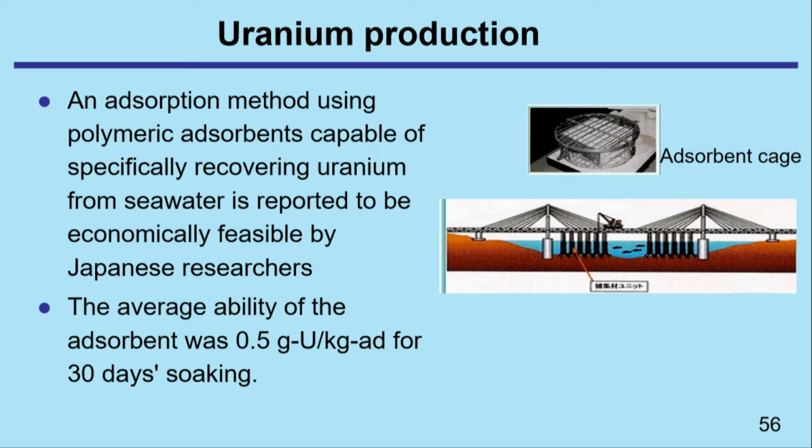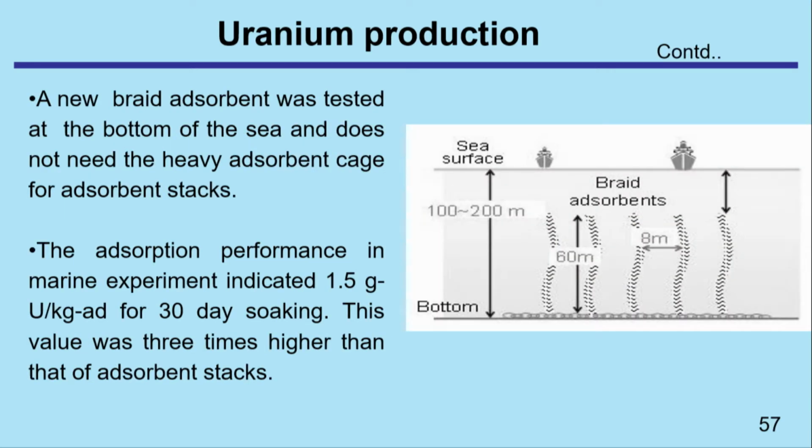Uranium: using an absorption method with polymeric absorbents, one can recover uranium from seawater, and this has been reported by Japanese researchers. You see that this is how the plant works, which produces uranium in addition to OTEC. There is also a slightly different variant wherein a new braid absorbent was tested, and it does not need any heavy absorbent cage for absorbent stacks, and you can see how this is being done. The braided absorbents are put here, and you can again generate uranium using this method.